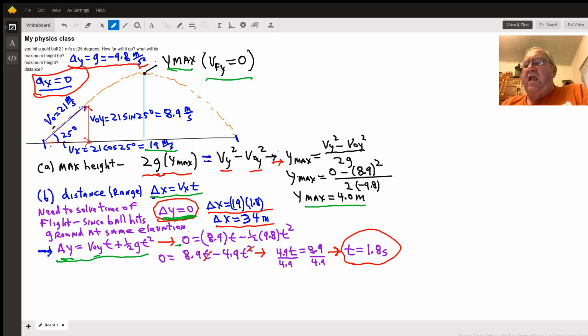I divide by t, and that knocks out this t here and that t squared there. So I can come over here and solve for my time of 1.8 seconds. Once I have that, I'm just going to plug it into this formula, and I did that right here. And we see the change in displacement would be the horizontal velocity, 19, times the time of flight, 1.8, and we get 34 meters. And there she is.